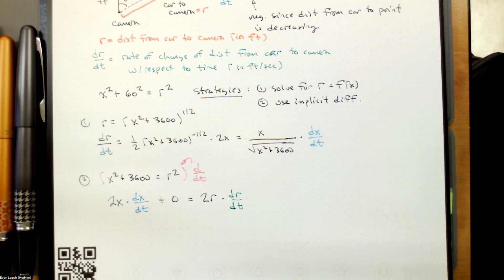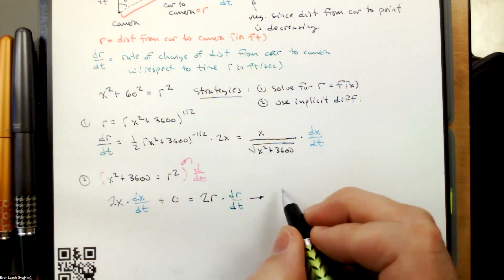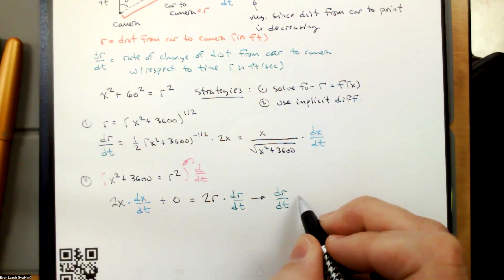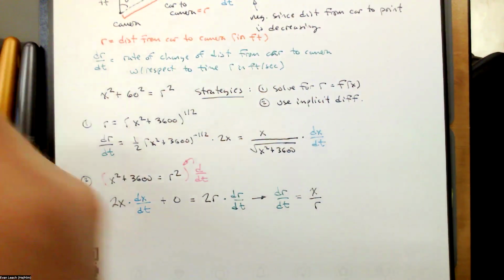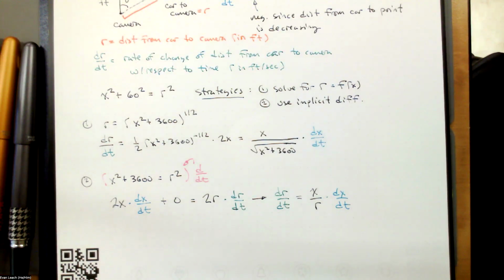From here, we can solve for dr/dt. It's being multiplied by the 2r, so I'll just divide both sides by 2r. The 2s cancel out. I end up with x over r times dx/dt. And we notice that this is the same thing we got when we explicitly solved r as a function of x. r is equal to the square root of x squared plus 3600. So we can see how they're related.